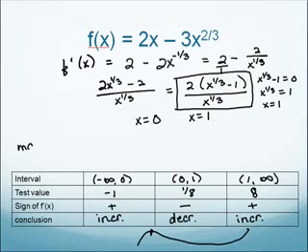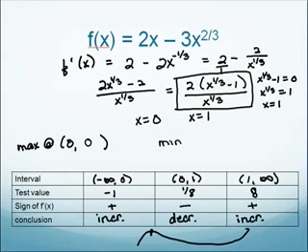So we have a maximum at 0 something. Okay, so if we plug the 0 into the original function, we get a 0. And so we have a maximum at 0, 0. And then it goes from decreasing to increasing, so that means it's a min, and the min occurs at 1. And to figure out what the y value is, you plug the 1 into the original function. Looks like we get 2 minus 3. So at negative 1.